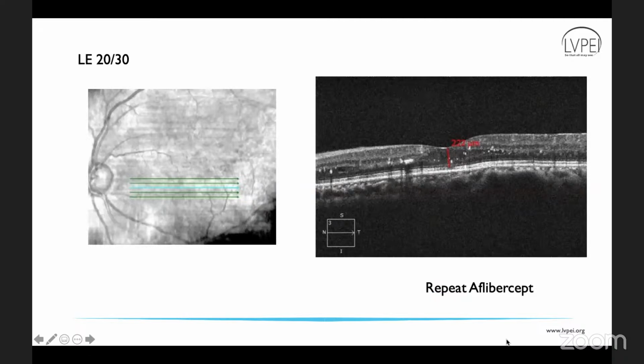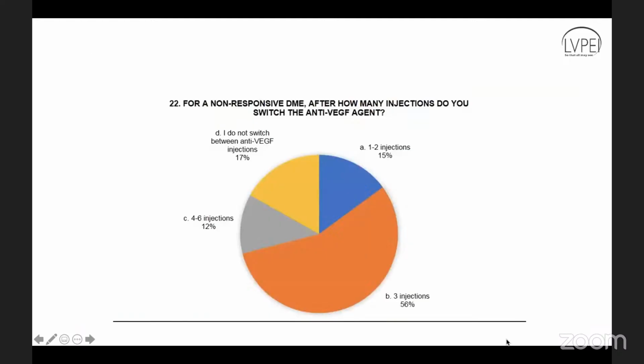We repeated the aflibercept. There is still some edema, but what it showed is that you should be ready to switch to aflibercept even if you are starting with bevacizumab or ranibizumab. The best drying effect is with aflibercept. If you have a patient for whom, for cost considerations, you are trying to use some other agent, after 2 or maximum 3 injections we tend to switch in our country, whereas other country guidelines, such as US guidelines, generally go for 6 injections and then only switch.